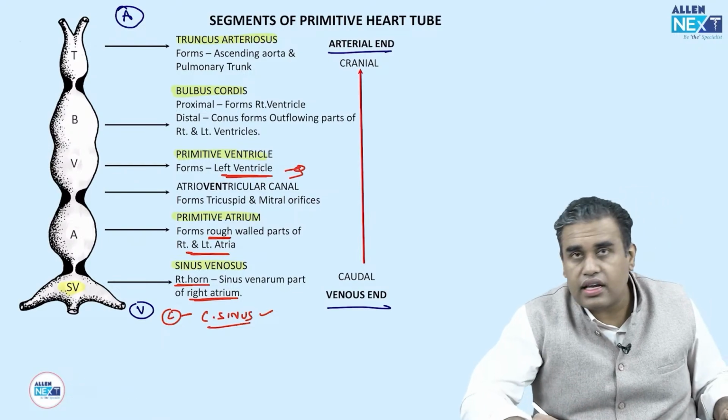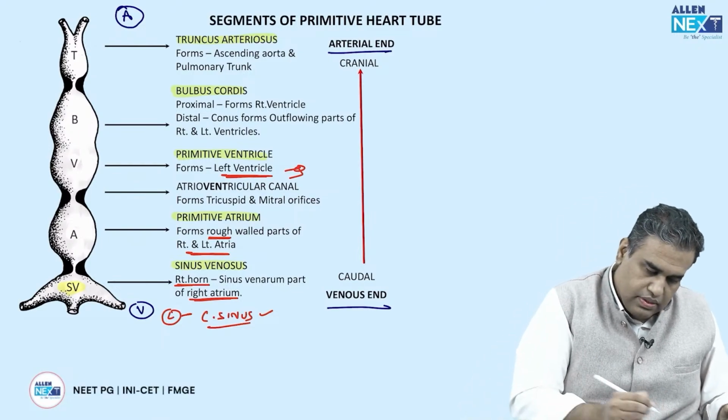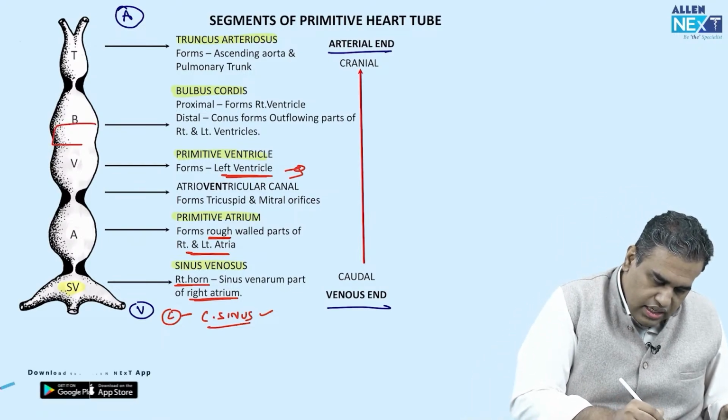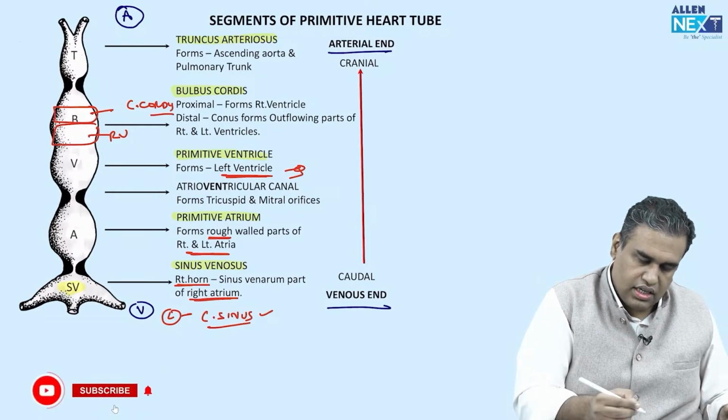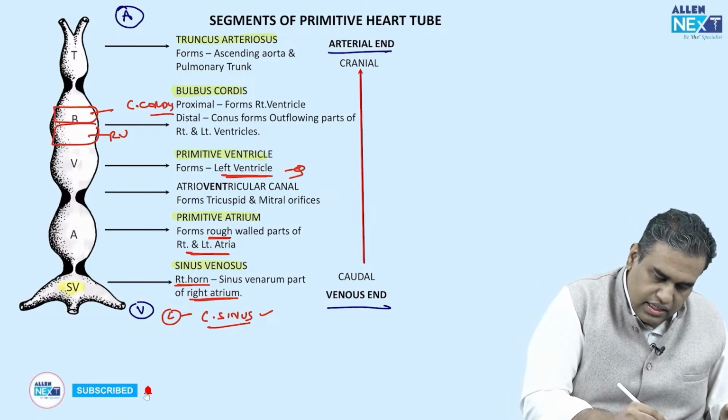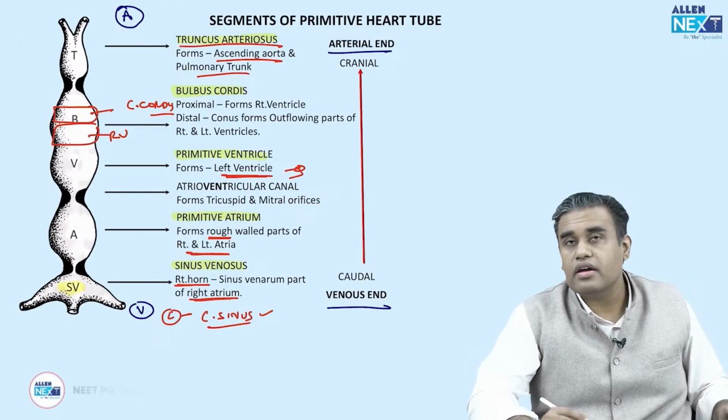ventricle. आप कहोगे सर राइट वेंट्रिकल कैसे बनेगा? This whole is bulbus cordis, इसमें एक प्रॉक्सिमल पार्ट है, तो यहां से आएगा RV, फिर यहां से आएगा हमारा conus cordis, ठीक, और डिस्टल जो पार्ट बनेगा यहाँ पर ये truncus arteriosus बना देगा ascending aorta, pulmonary trunk.